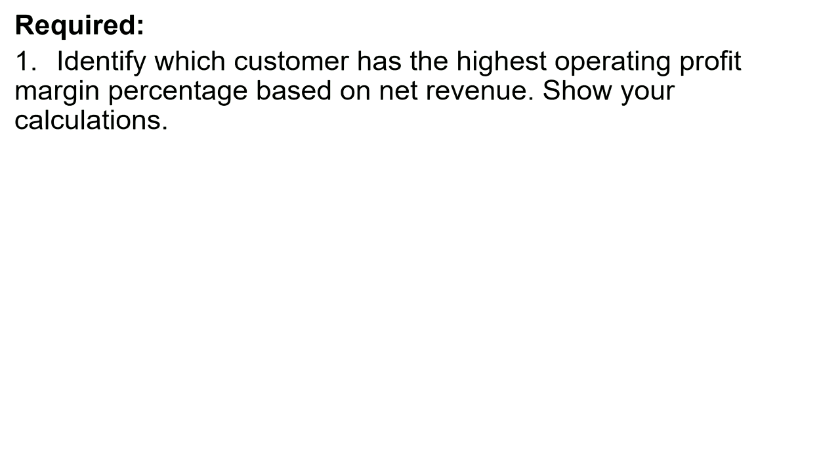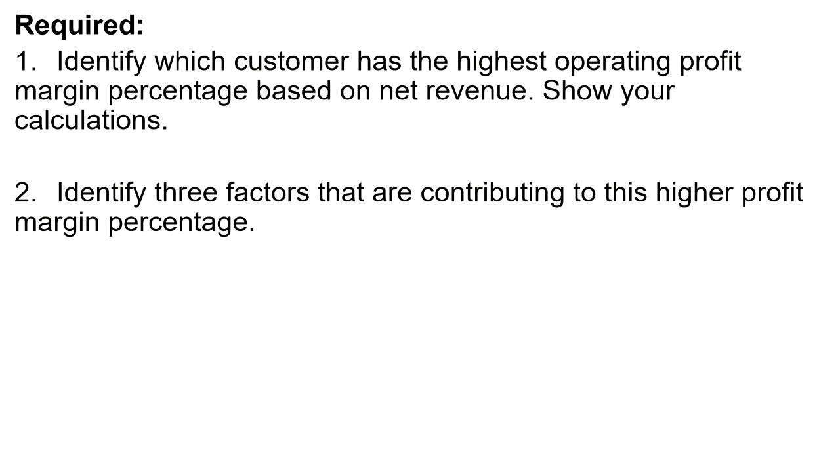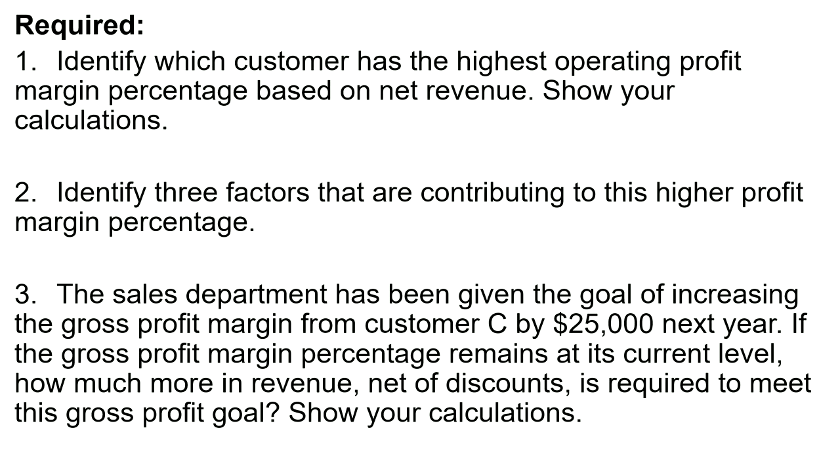So what is required? First, identify which customer has the highest operating profit margin percentage based on net revenue. And we need to show our calculations. The second requirement, identify 3 factors that are contributing to this higher profit margin percentage. Third, the sales department has been given the goal of increasing the gross profit margin from customer C by $25,000 next year. If the gross profit margin percentage remains at its current level, how much more in revenue net of discounts is required to meet this gross profit goal? We need to show our calculations.